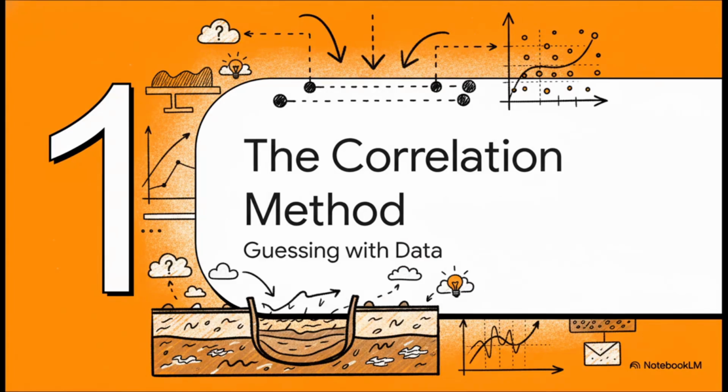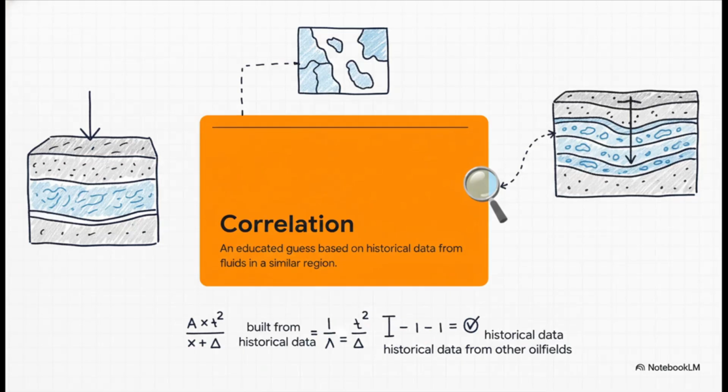Okay, so let's jump into the first, and by far the fastest way to tackle this. It's called the correlation method. And really, you can think of it as making a highly educated guess based on what we've seen happen before. At its core, a correlation is basically a rule of thumb. It's a set of equations that were built using a ton of historical data from other oil fields. The logic is pretty simple, right? If your new reservoir is in a region and it looks a lot like an older one that's been studied to death, then maybe, just maybe, the fluid inside will behave in a similar way.